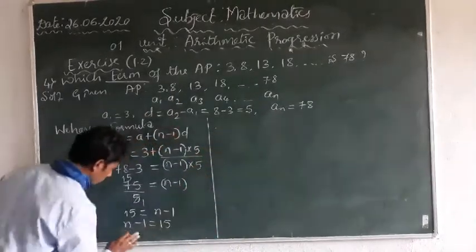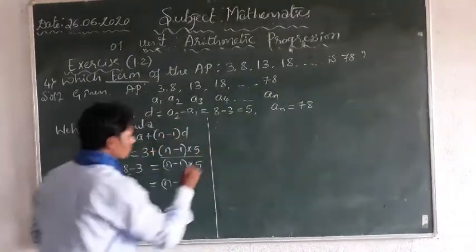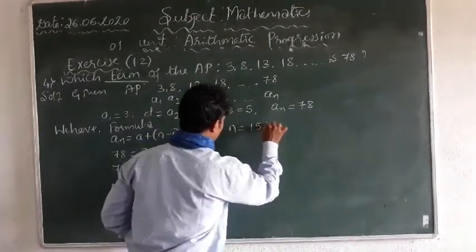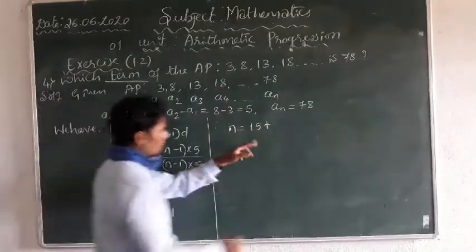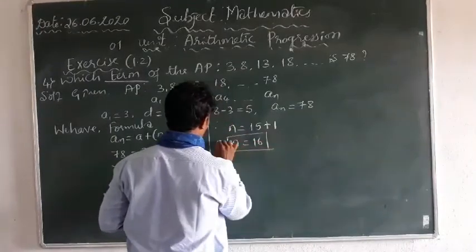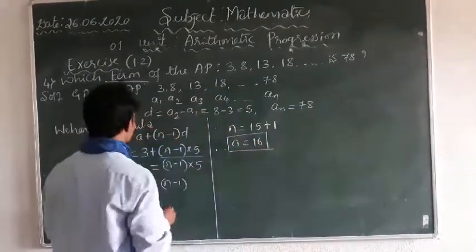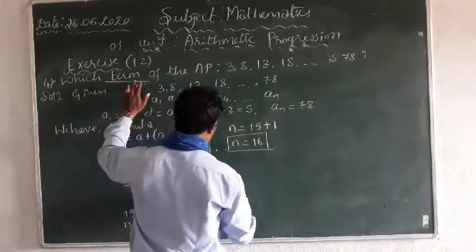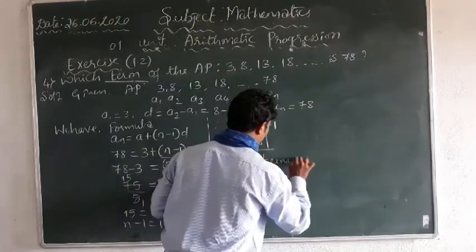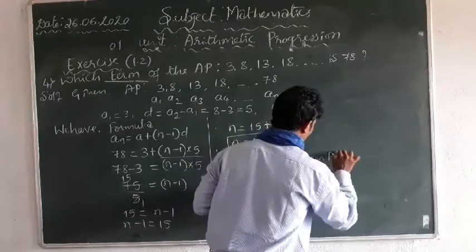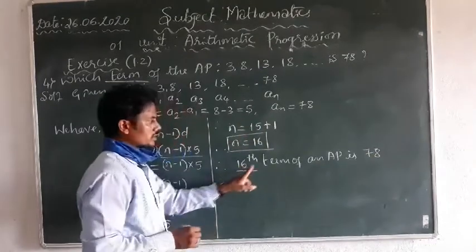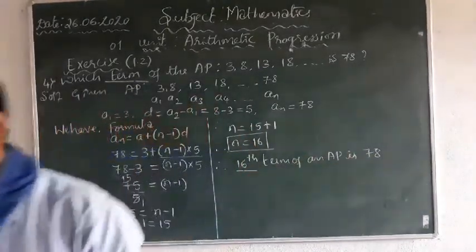N minus 1 is equal to 15. Therefore, n is equal to 15 plus 1, transferring the minus 1 to the right side. 15 plus 1 is 16. n is equal to 16. Therefore, the number of terms is 16. Therefore, the 16th term of an AP is 78.